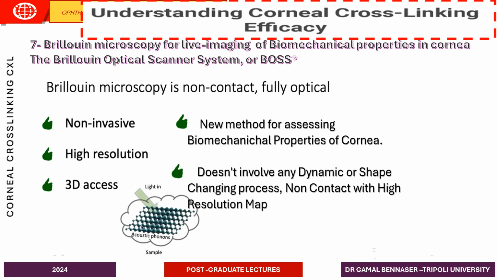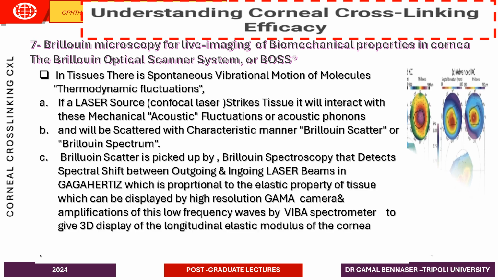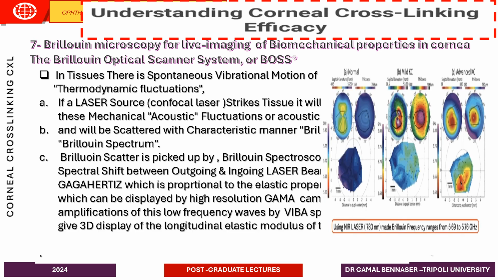Now, the principle of Brillouin microscopy is that we can stimulate these atoms and acoustic phonons using near-infrared laser beams, and these laser beams will be reflected back and backscattered, known as the Brillouin backscatter or Brillouin shift. Now, if we can determine the difference between the ongoing rays and the outgoing rays by a specific spectrometer, we can study the viscoelastic property of the tissue.